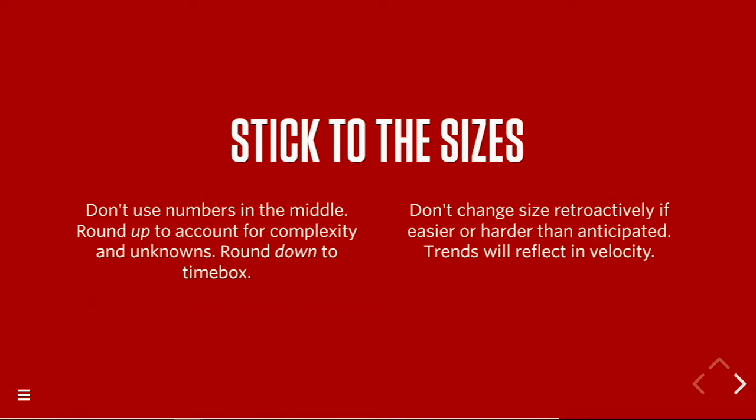I should not use time box because I'm talking about how you shouldn't be using hours. But if you want to say, don't make this a 13, we need to do a lightweight implementation of this. This team can agree, okay, let's find a 5-point way to do this. And then don't change a size retroactively if something is easier or harder than it was anticipated to be, because that trend will be worked into your velocity over time.